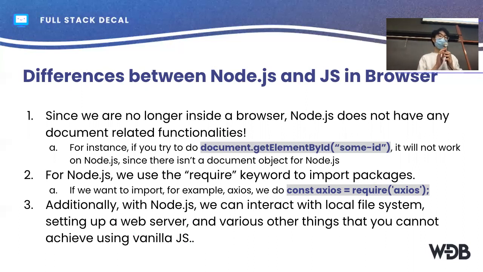Additionally, with Node.js, we have many more added functionalities. Since we're no longer limited to the browser, we can now interact with our local file system. JavaScript on the browser can sort of interact with the local file system, but not really. In Node.js, you can create a file very simply, and you can delete a file on a computer, also very simply. You can also set up a web server and various other things that you cannot achieve using vanilla JavaScript. Usually people use vanilla JavaScript to refer to the JavaScript inside the browser.